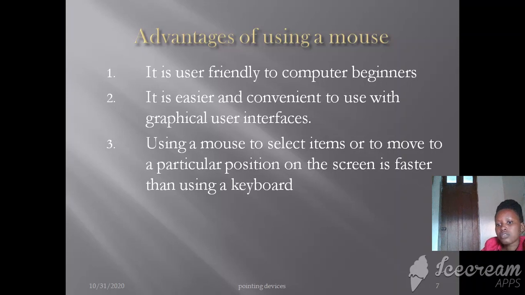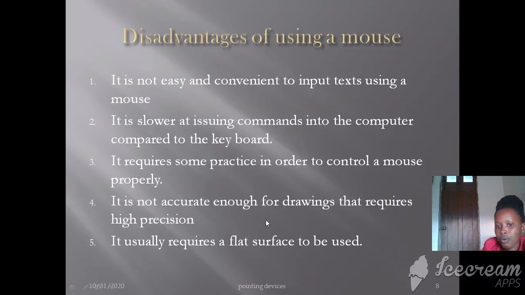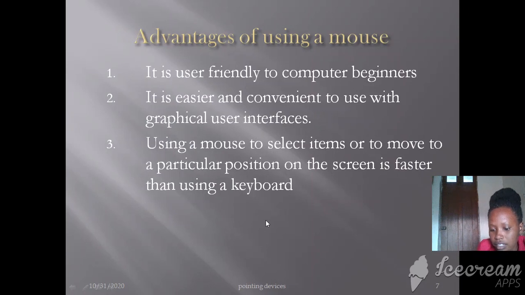Then using a mouse to select items or to move to a particular position on the screen is faster than using a keyboard. So if you're using your mouse to select some items, you'll find it actually faster than using the keyboard. You hold the shift, you start scrolling down, selecting A, B, C, D, whatever you want to select. So you find that someone who has used the mouse is actually doing it faster than you who is using a keyboard.